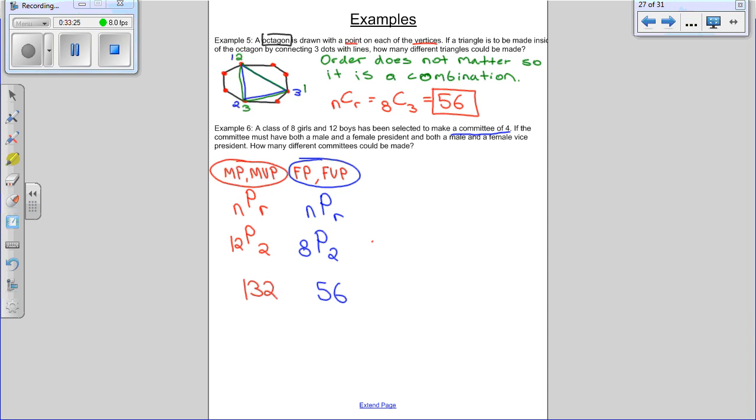That is tricky. I guarantee you on a multiple choice test, 132 plus 56 would be one of your options. So 132 times 56 is the right option. What is that? 7392. Yes. That's 7392 committees you can make.